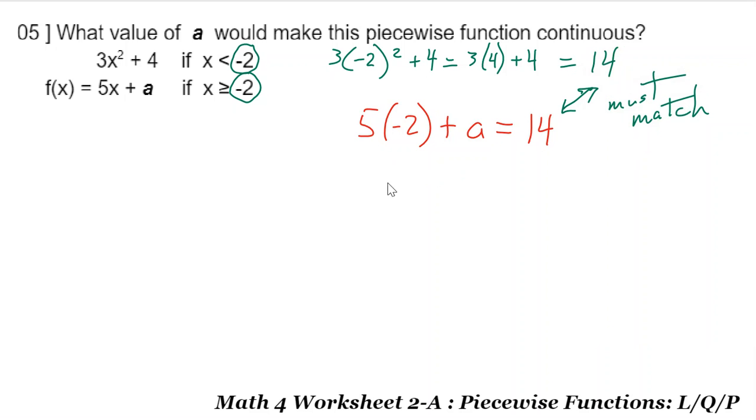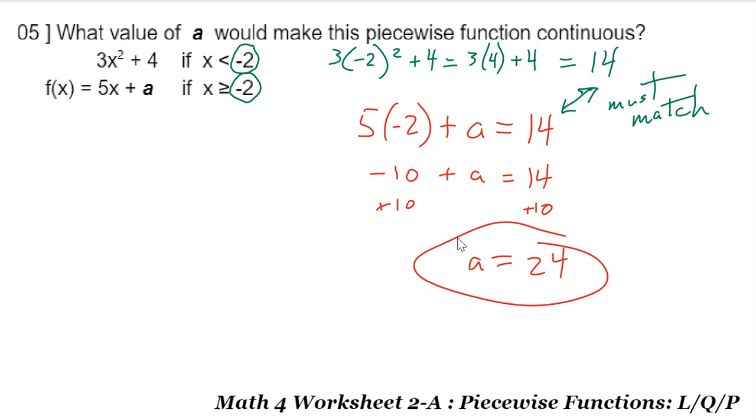Well, from here on out, it becomes algebra. -10 plus a. If I add 10 to both sides, I get a equals 24. And that's what would make the function continuous.